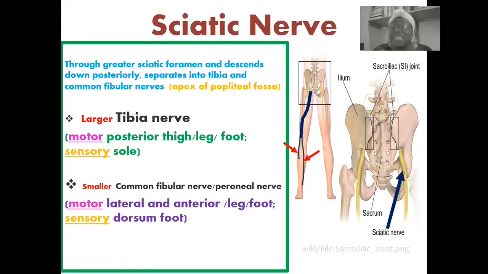It will also be giving sensory innervation to the bulk of the sole. The common fibular nerve, or the common peroneal nerve, will also be giving motor innervation to the muscles located at the lateral and anterior part of the leg, and also some intrinsic muscles of the foot. It will also be giving sensory innervation to the bulk of the dorsum of the foot. So you see how the tibial and the common fibular nerve are taking specific regions within the lower limb to give motor and also sensory innervation.